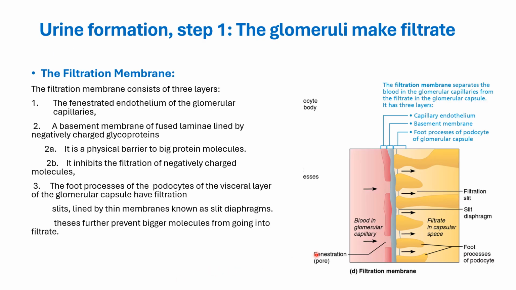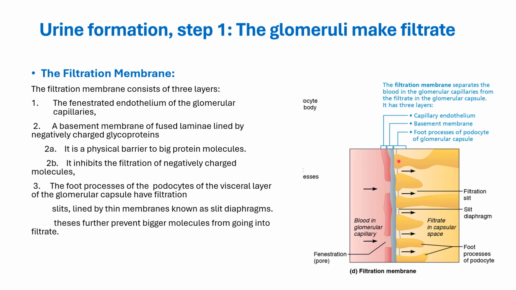Our filtration membrane consists of three layers. The first one is the fenestrated epithelium of the capillaries. These are the glomerular capillaries, and this is their fenestrated epithelium. Fenestration means that it has pores. And then it is resting on a basement membrane. This basement membrane is made of the fused basal lamina of these endothelial cells and of the visceral layer of the capsule.